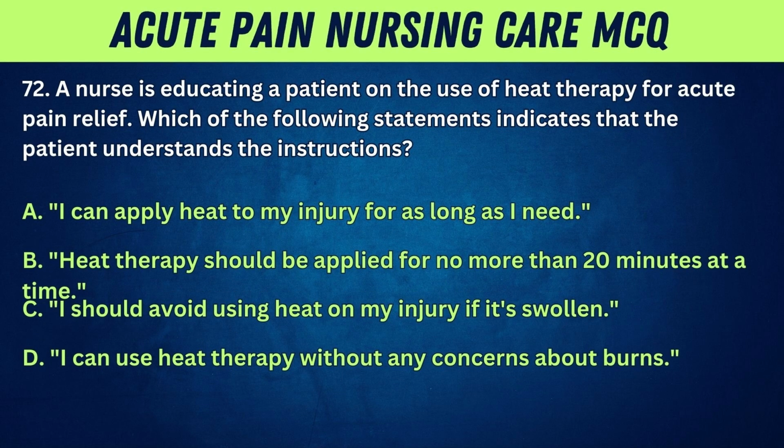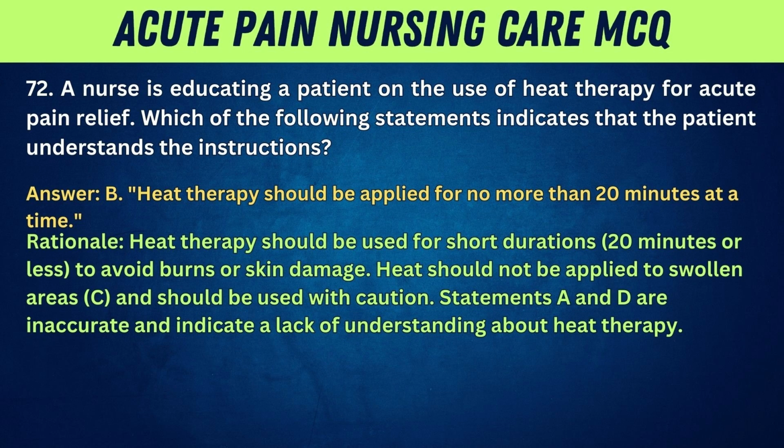72. A nurse is educating a patient on the use of heat therapy for acute pain relief. Which of the following statements indicates that the patient understands the instructions? A. I can apply heat to my injury for as long as I need. B. Heat therapy should be applied for no more than 20 minutes at a time. C. I should avoid using heat on my injury if it's swollen. D. I can use heat therapy without any concerns about burns.